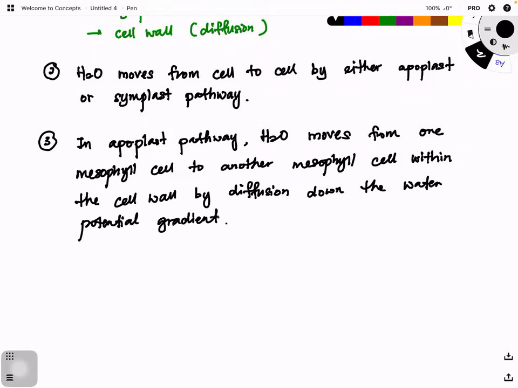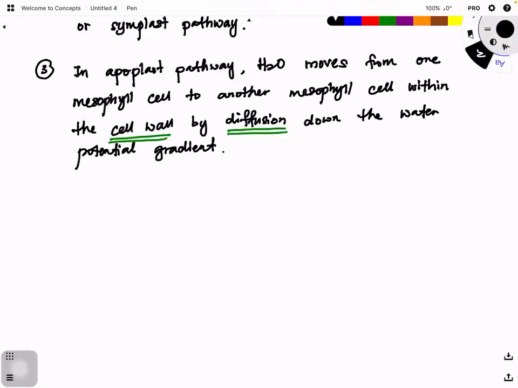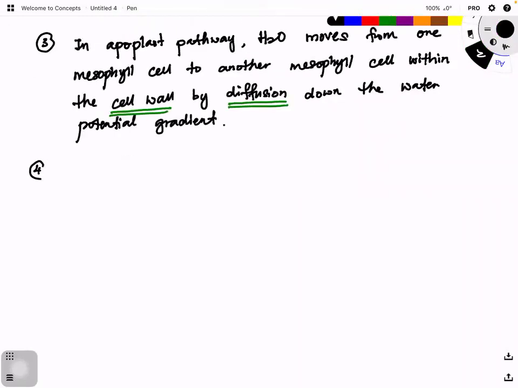Can you see that? So I include highlights here. Move from one mesophyll cell to the other cell within the cell wall. Okay, because apoplast pathway, so the process is by diffusion, down the water potential gradient. Okay, next, how about in symplast pathway? Either you separate it or in general, minimum you write this way.